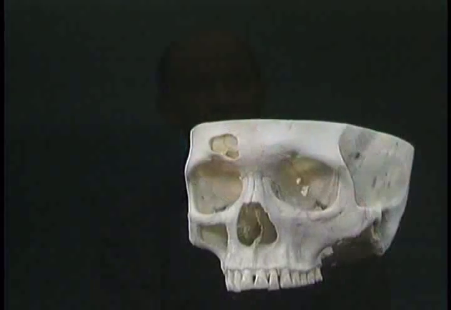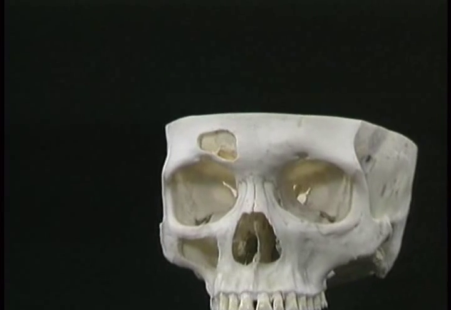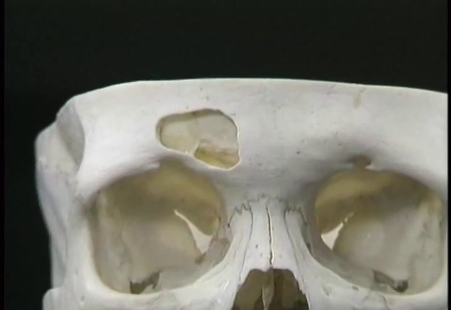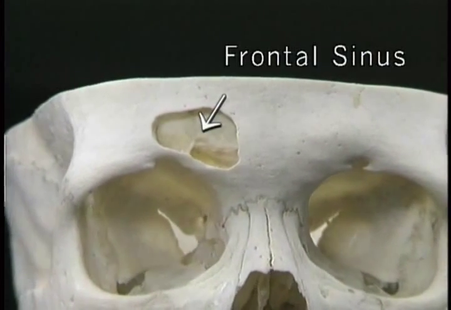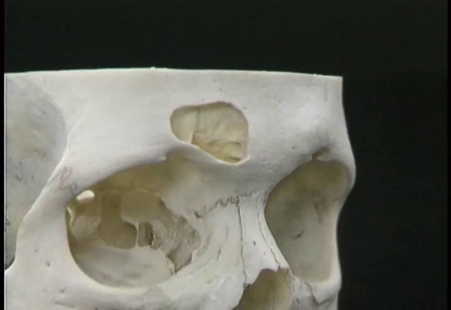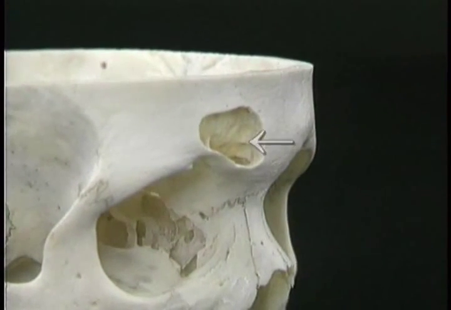The paranasal sinuses all communicate with the nasal cavity. To see the sinus cavities, we'll look at a skull in which part of the bone that overlies each sinus has been removed. Here's the cavity for the right frontal sinus. There's a left one, too, on the other side of this partition.